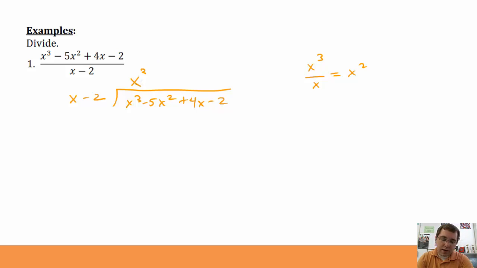We take what we just wrote on top, the x squared, and we multiply it by the divisor, x minus 2, and we write that underneath. So x squared times x minus 2 gives us x cubed minus 2x squared. Then we subtract, and we put the whole thing in parentheses so that we distribute the negative. x cubed minus x cubed is 0. Negative 5x squared minus negative 2x squared is negative 5x squared plus 2x squared, which is negative 3x squared. You have to be careful with the negative signs. All right, we bring down the next term, the 4x.